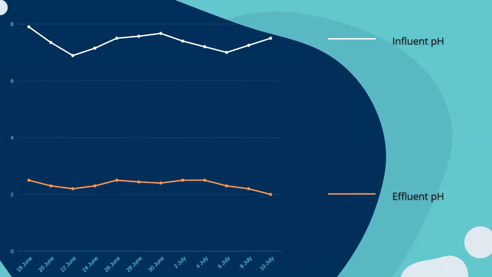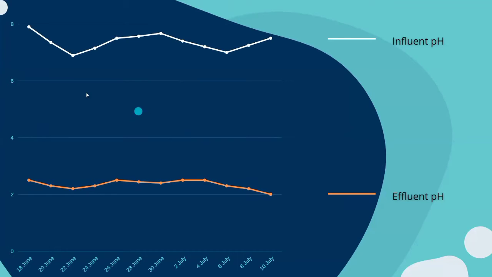This one is our first graph. There are pH values, influent pH and effluent pH from 18th June to 10th July. Arya, please highlight those values, please. Yeah. 18th June, effluent pH was 2.5. 20th June, it was 2.3. Then it became 2.2, 2.3, 2.5, 2.44, 2.4, 2.5, 2.5, 2.3, 2.2, and then 2.